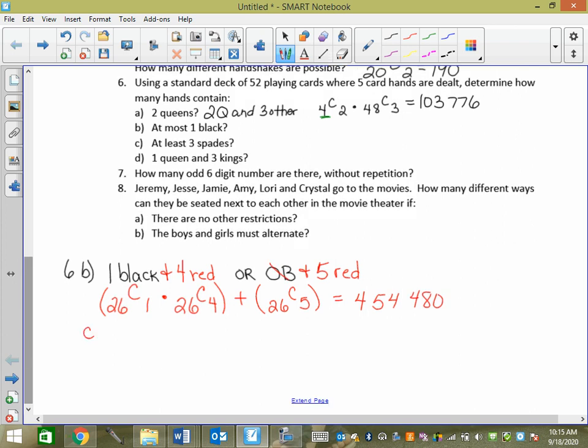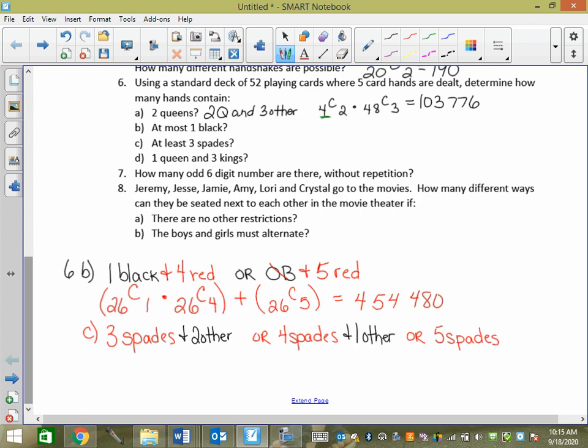Okay, C says at least 3 spades. So at least means I'm going to the highest I can go to, right? Which is 5. So I'm going to do 3 spades or 4 spades or 5 spades. And then I'm going to supplement. So I have 3 spades and 2 others, 4 spades and 1 other, or 5 spades and 0 others. So I don't need to supplement that one because it's a 5 card hand.